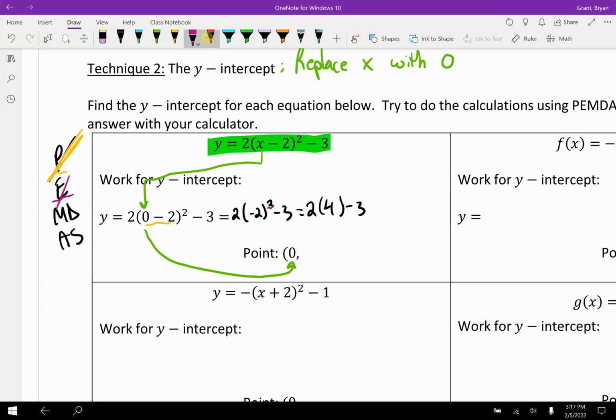Now we're on to any multiplication we might see, and there is multiplication here. 2 times 4 is 8. There is no division, no addition, but there is subtraction. And our subtraction tells us to do 8 minus 3, which is 5. That means our final y-intercept is the point (0, 5).